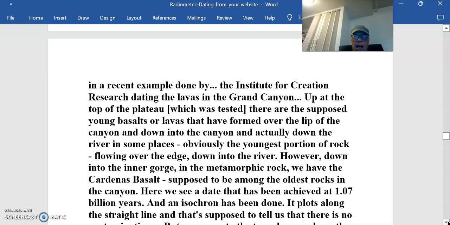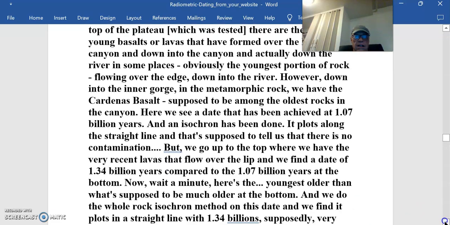Down into the inner gorge, in the metamorphic rock, we have the Cardenas basalt, supposed to be among the oldest rocks in the canyon. Here we see a date that has been achieved at 1.07 billion years, and an isochron has been done. It plots along the straight line, and that's supposed to tell us that there is no contamination.